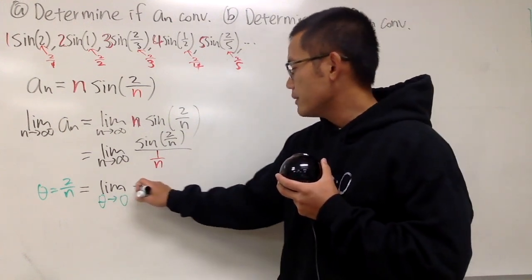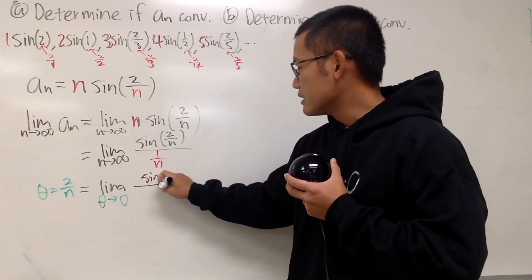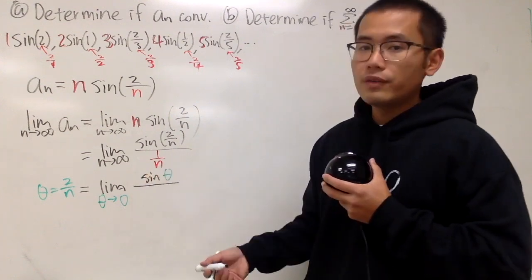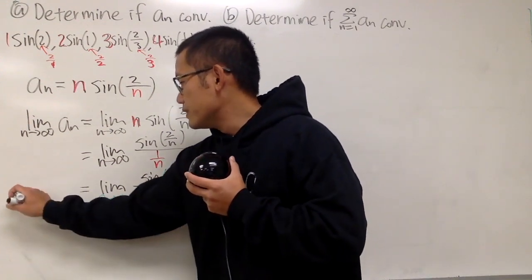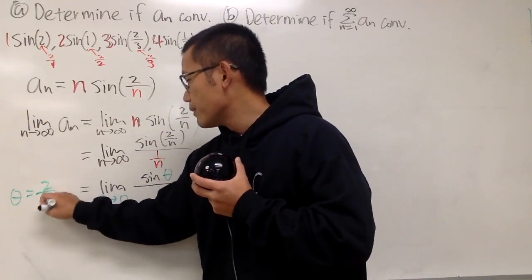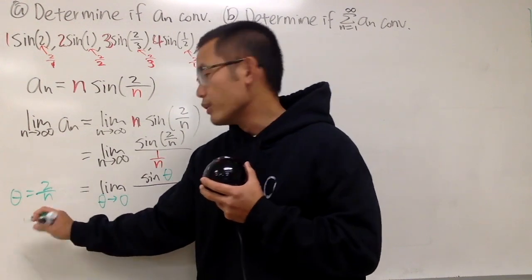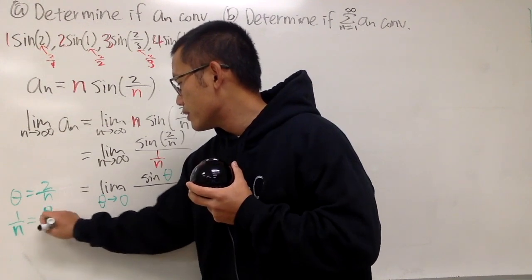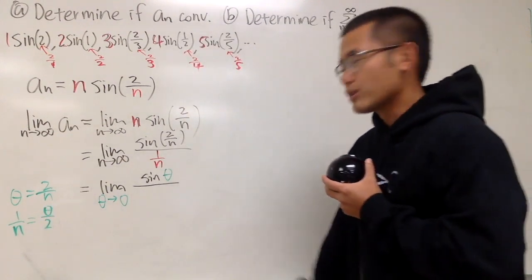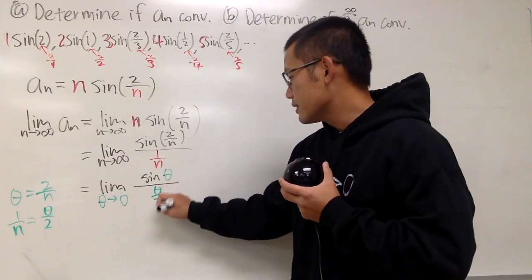And then we'll see on the top is sine of theta. How about 1 over n? Well, let me just write this down right here better. We say theta is equal to 2 over n. Of course, we can divide both sides by 2. So that means 1 over n equals theta over 2, isn't it? Just like that. So we can put down theta over 2 on the bottom like this.